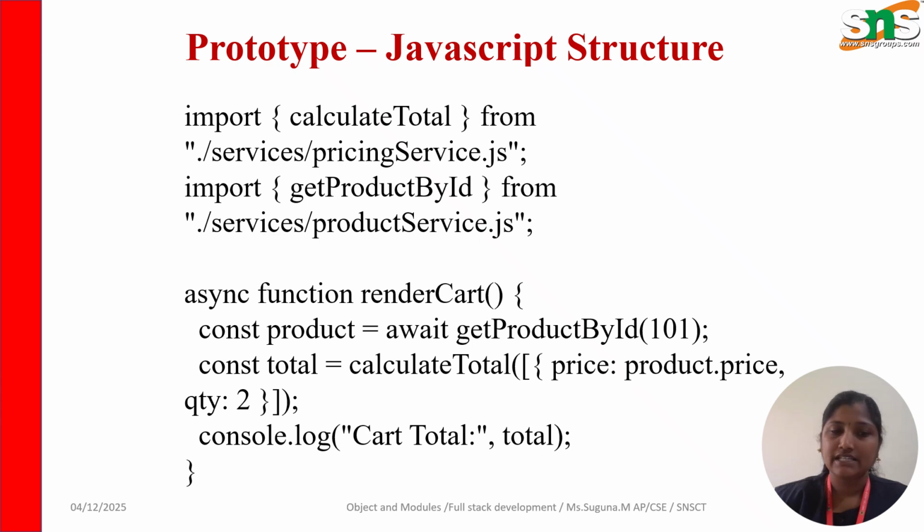Now let's understand this code. We use import and export keywords and functions like calculateTotal and getProductById. An asynchronous function is used to fetch the product data. What happens here? The product details are fetched from the service. The total price is calculated separately. The main file just uses the service and does not contain the logic. This is the power of modules. I hope you understand, right?